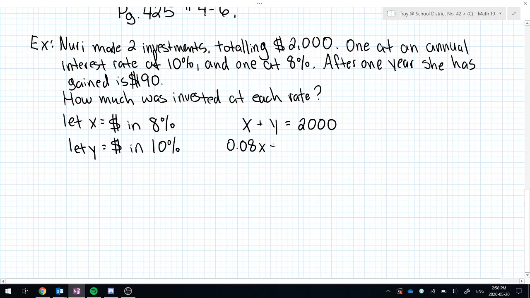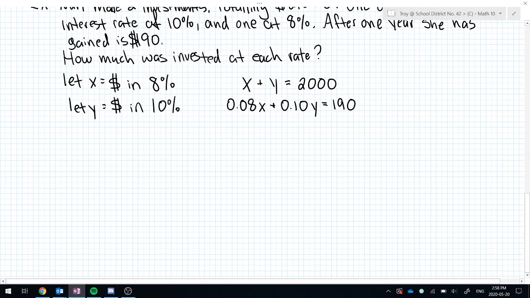Which, of course, if we extend that thinking to the 10%, well, 10% as a decimal is just 0.1. Multiply it by y, because that's the amount of money we put into the 10% account. And total, it has to equal $190 because that's the interest we got from the investment.